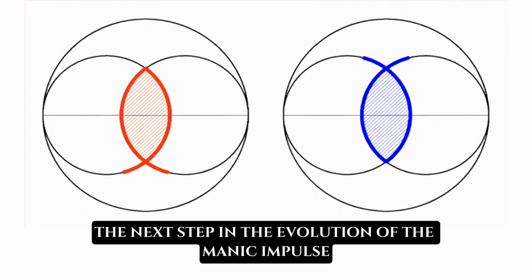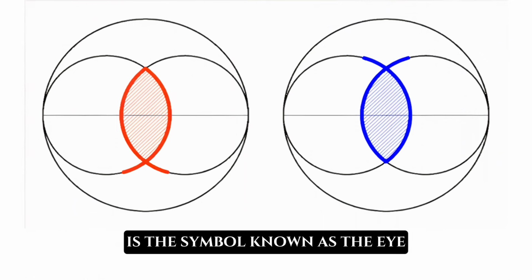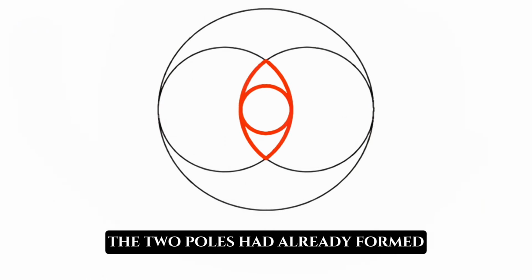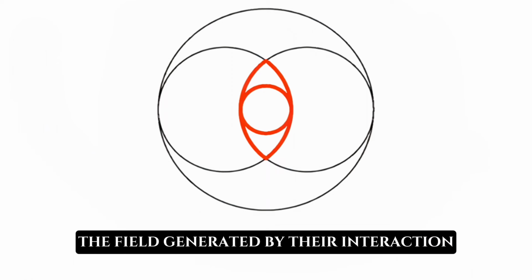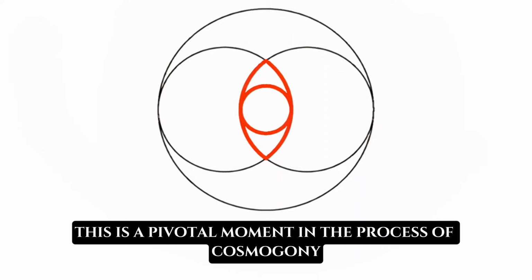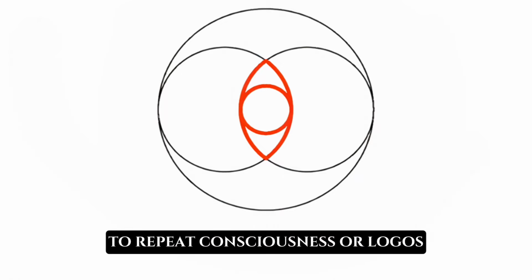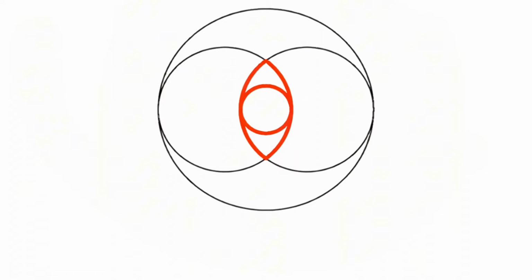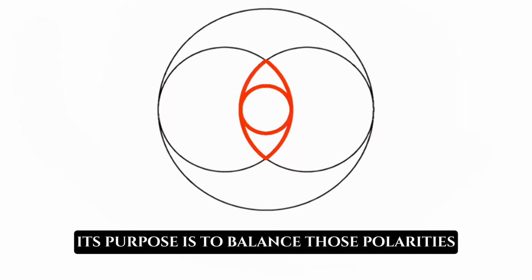The next step in the evolution of the monadic impulse is the symbol known as the eye. In earlier stages of creation, the 2 poles had already formed. The field generated by their interaction gives rise to consciousness. This is a pivotal moment in the process of cosmogony. To repeat, consciousness, or logos, arises in the space between 2 opposite poles. Its purpose is to balance those polarities.